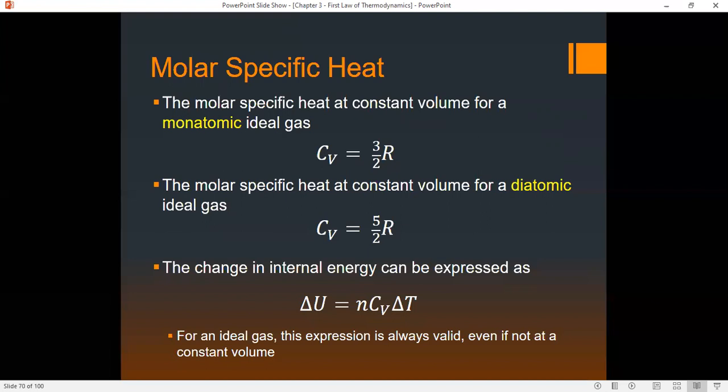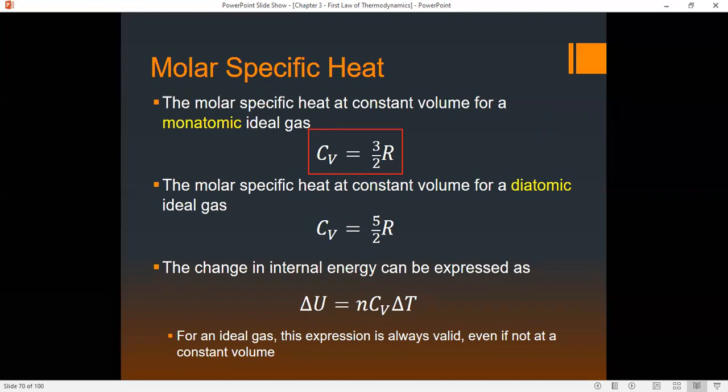Okay, molar specific heat capacity at constant volume for a monatomic gas is this right here. And of course, Cp would be plus R additional to that. So 5/2 R.